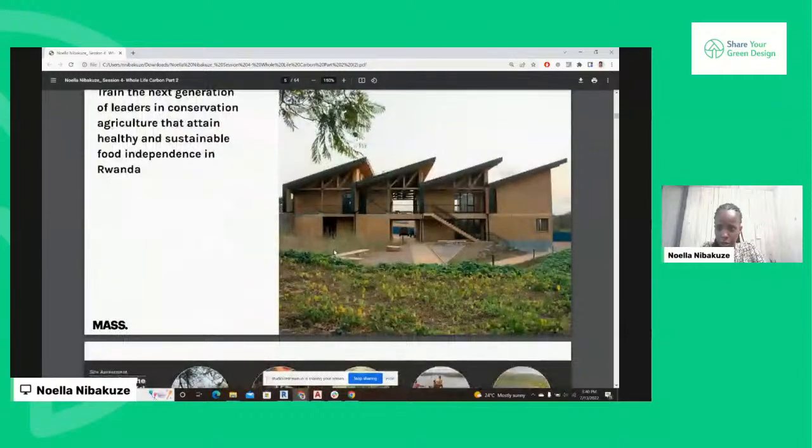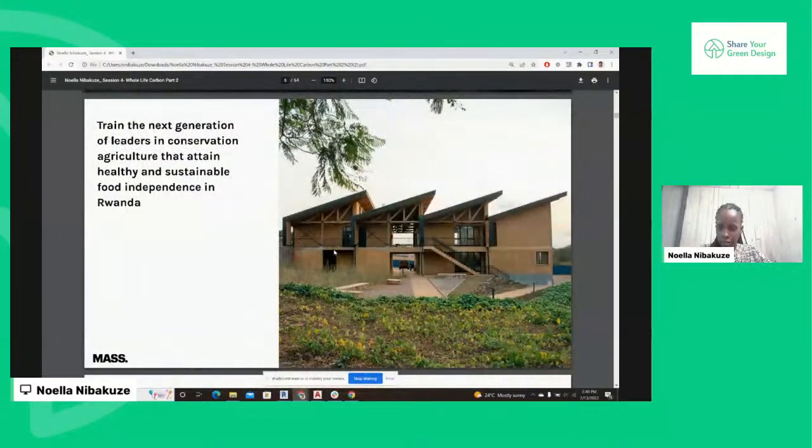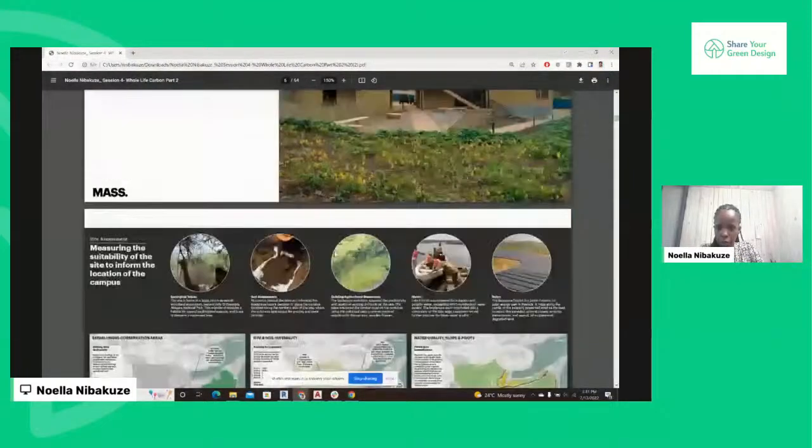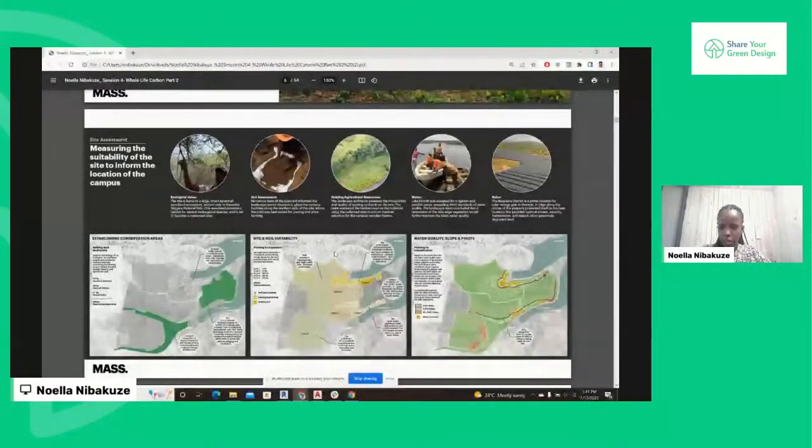As for every project, we start by defining the mission. The mission of this campus was to train the next generation of leaders in conservation agriculture that attain healthy and sustainable food independence in Rwanda. From that, on every project, and especially on this one, we thought about how we can reduce embodied carbon and operational carbon, starting from the very beginning, that means the master planning.